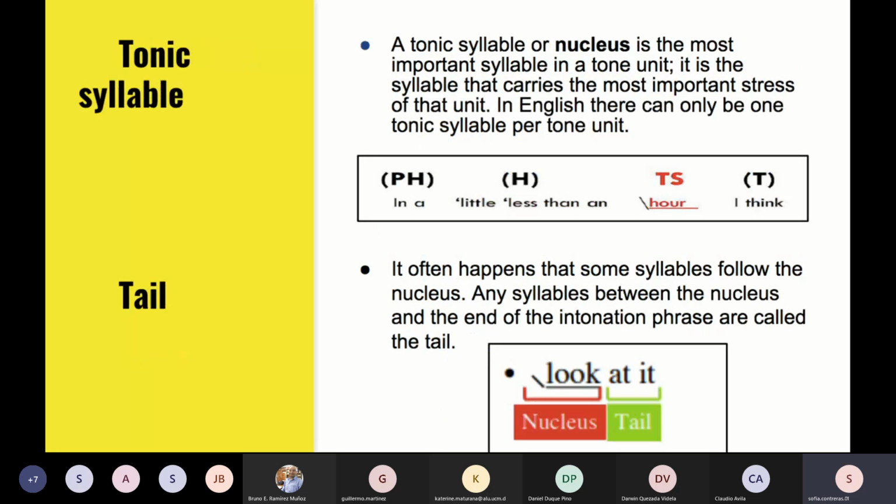Let's see. What's the tonic syllable or nucleus, as I said before? It is the most important syllable in a tone unit. It is the syllable that carries the most important stress of that unit. In English, there can be only one tonic syllable per unit. So as you can see in the example, we have the prehead, the head, the tonic syllable or nucleus, and the tail. "In a little less than an hour." So what's the tonic syllable or nucleus? Can anybody tell me?